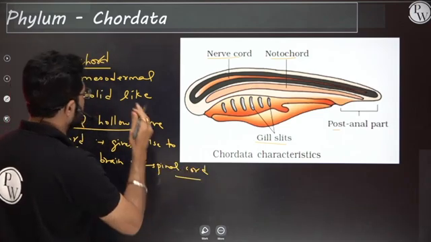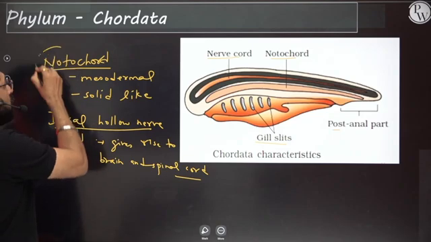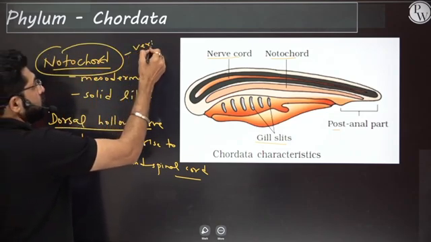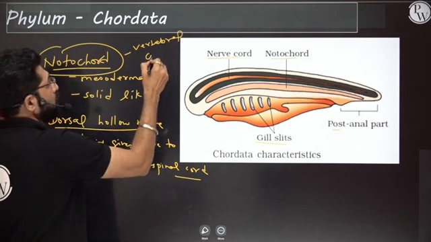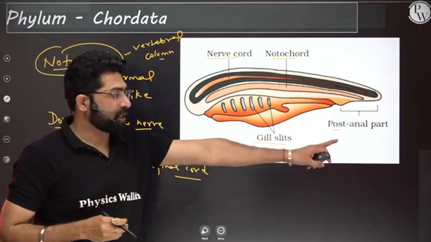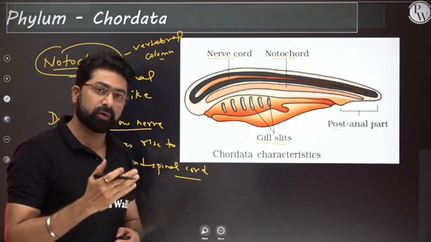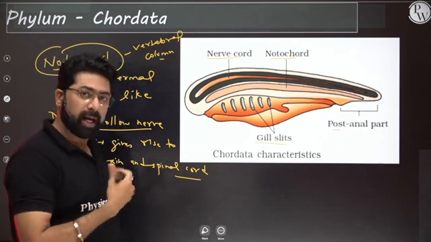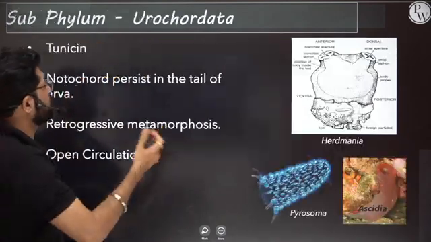Whereas if you see, the notochord gives rise to what? Vertebral column. This gives rise to the vertebral column here. Is it okay with you? And post-anal tail is also a characteristic feature of chordates. So let's talk about more advanced characters of chordates and divisions.